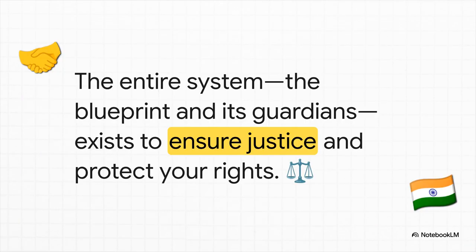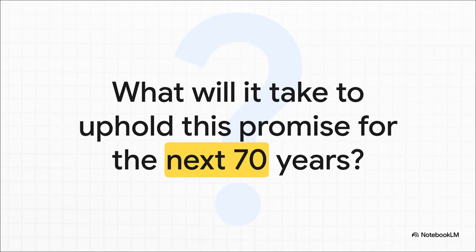So when you zoom all the way out, you see the full picture. You've got the people, the territory, and a sovereign government, all organized by this master blueprint, the Constitution. That blueprint is then built out by three pillars and protected by a guardian, the judiciary. At the end of the day, this entire, massive, complex system exists for two simple reasons: to ensure justice and to protect your rights.